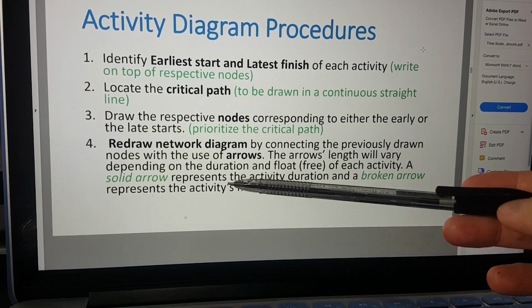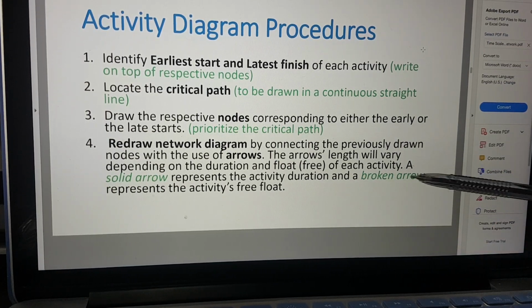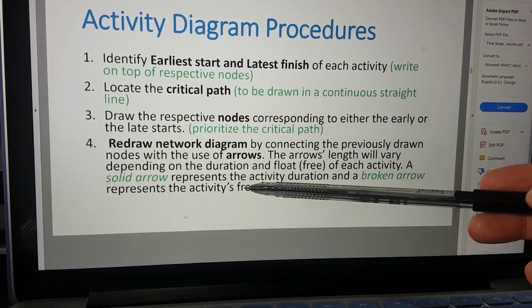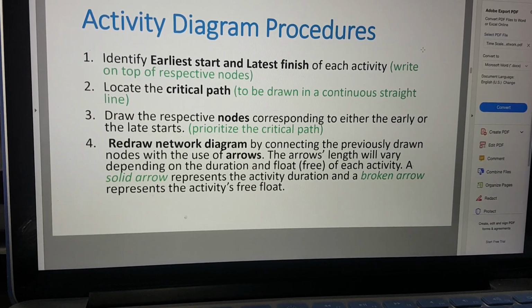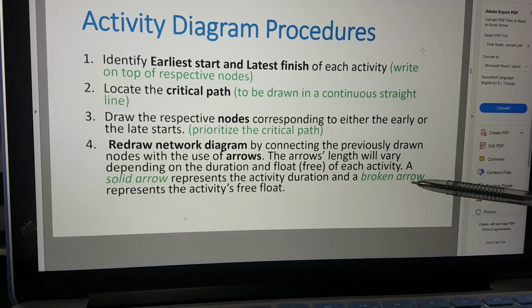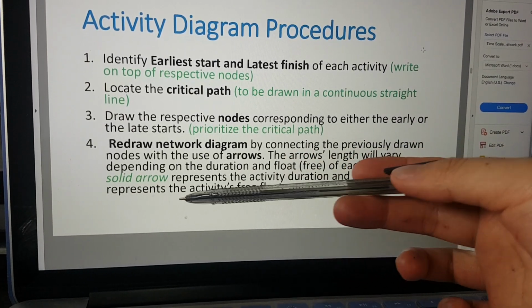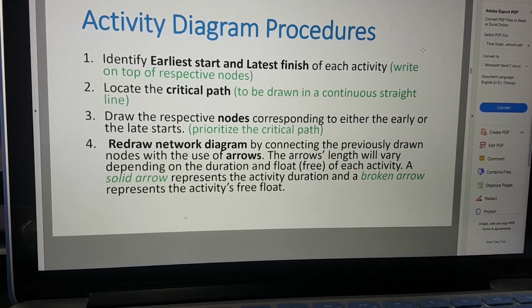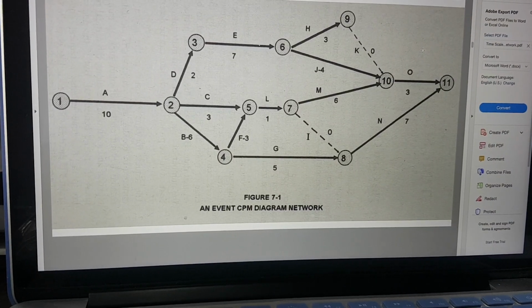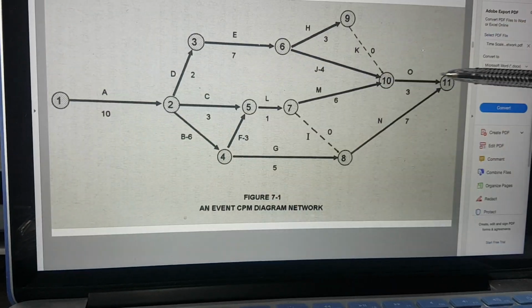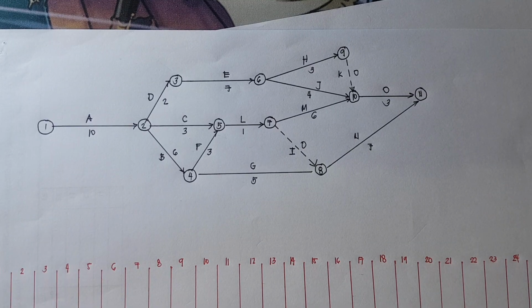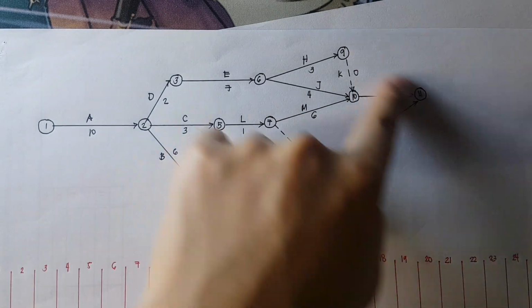A solid arrow represents the activity duration, and a broken arrow represents the activity's free float. So if it is a solid straight line, therefore it has a duration. If it is a broken arrow, therefore it is simply a free float. Okay? Let's try this activity. You have here activity 1 to activity 11. So redrawing that activity on our paper, of course it should look the same, no?